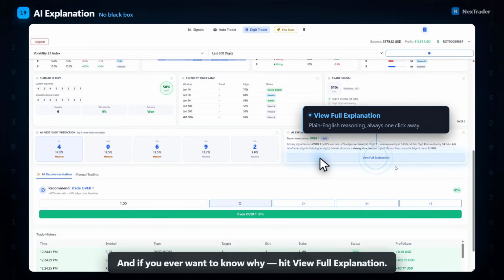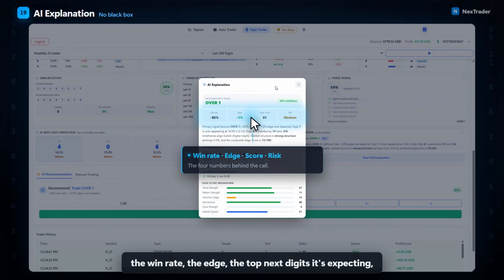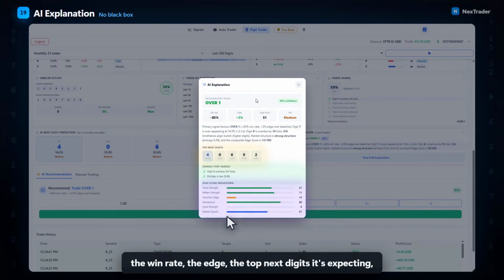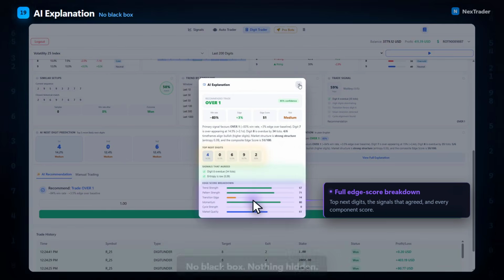And if you ever want to know why, hit View Full Explanation. The AI opens up its entire reasoning. The recommended trade, the win rate, the edge, the top next digits it's expecting, which signals agreed, and the complete edge score breakdown. No black box, nothing hidden.